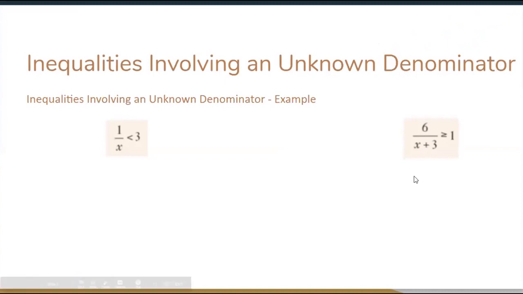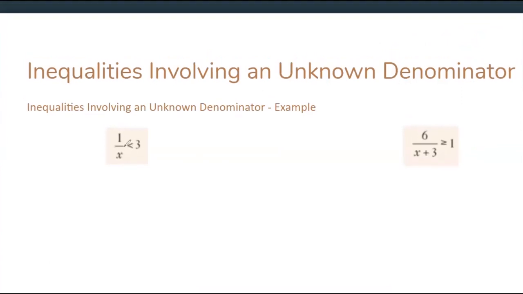So what we can do is instead of multiplying by x, we can multiply both sides by x squared, because that'll get our x off the bottom, and as you know, x squared always has to be positive, because whenever we multiply two negative numbers, we get a positive number. So we're going to multiply both sides by x squared, and that's going to give us x squared over x is less than 3x squared. So from here, one of these x's cancels with this x, and the right side stays the same.